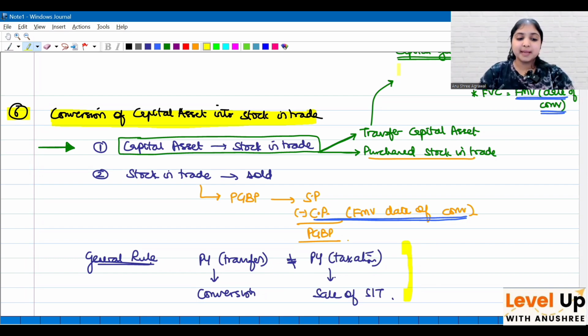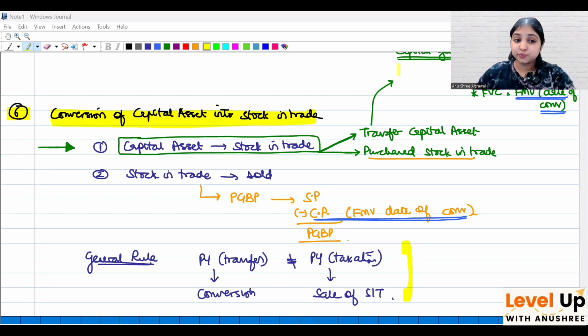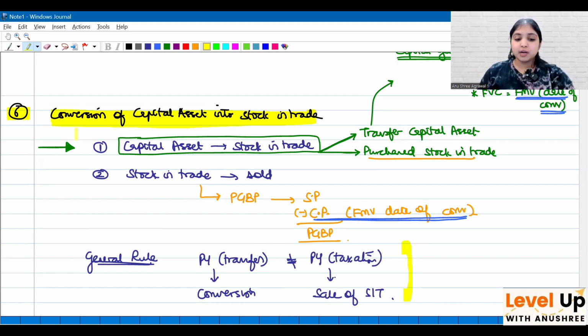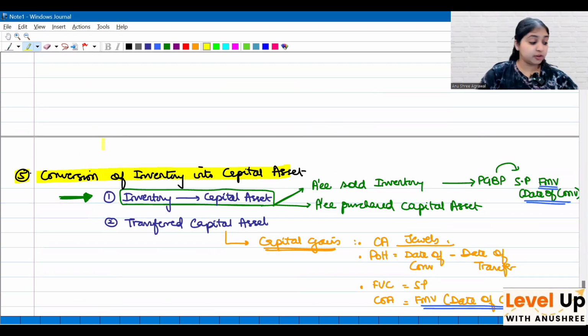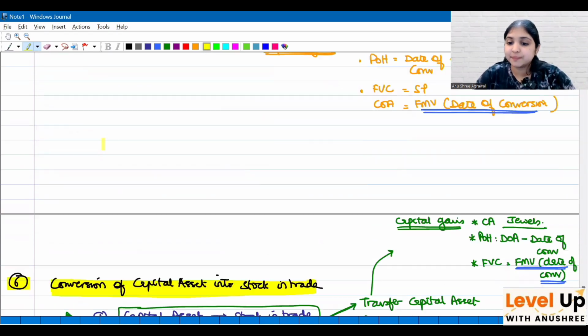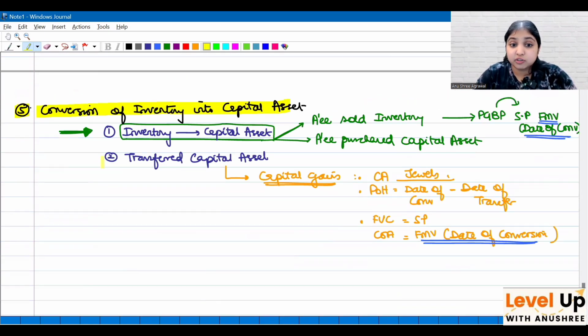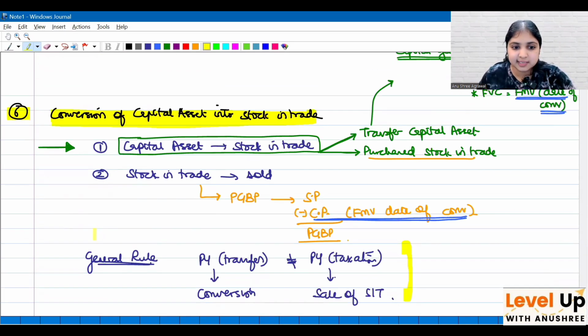This was my entire discussion with you with respect to conversion of a capital asset into stock in trade, as well as conversion of inventory into a capital asset. Both you've understood, guys, that the exceptional case will not apply here. Okay, this exceptional case is only for capital asset into stock in trade. If you understand the logic, you'll understand why.